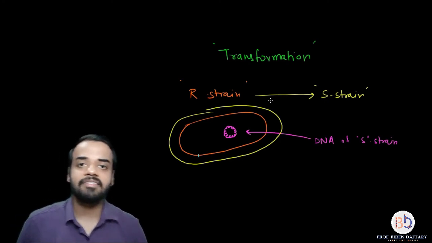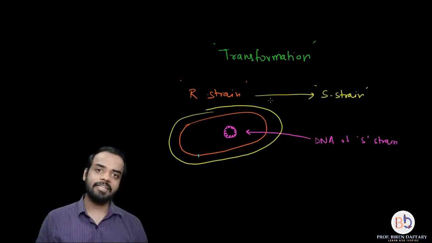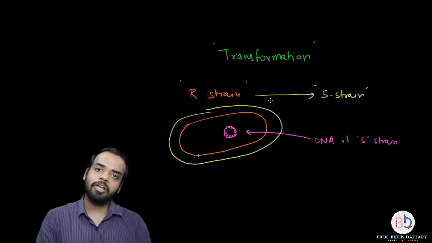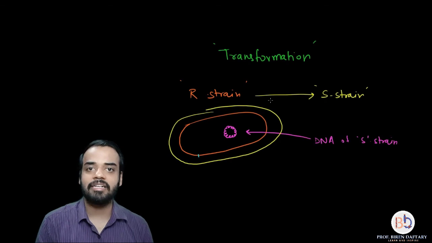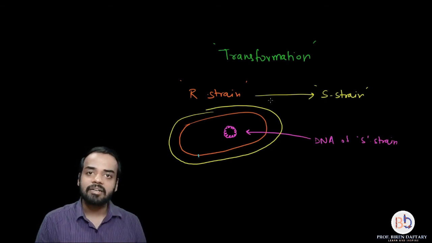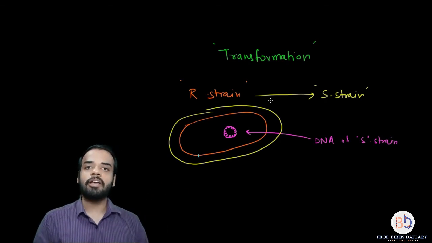Now it doesn't mean that all the R strain bacteria got converted into S strain. No. Suppose if we are having 100 bacteria of R strain, maybe 40 or 50 got transformed, but they are enough to cause pneumonia. Remaining 50 would have remained R strain. It is not compulsory that all the R strain bacteria will accept the foreign DNA. No, some of them might reject, but some of them might accept. Those who accept will get transformed. So I hope this is clear.